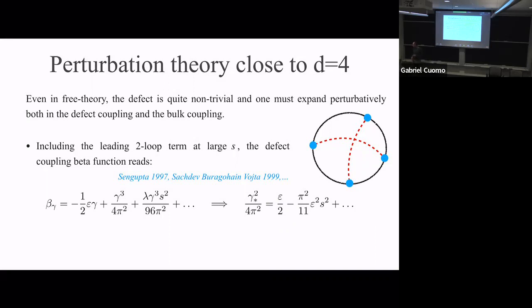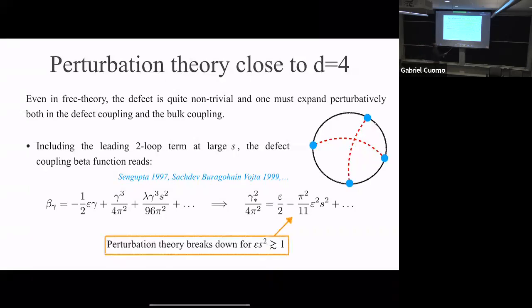But what I want to observe in this formula, which will motivate a way to do better, is that this term here, which is actually subleading because I'm taking small epsilon, this is epsilon squared, is actually not subleading when S is sufficiently large. So even if I want to study it in 3.99 dimensions, if I take S sufficiently large, such that 0.01 times S squared is of order 1, this term dominates and perturbation theory breaks down. So it means that for impurities with arbitrary spin, even the epsilon expansion fails. So this motivates us to look for something better, which hopefully might extrapolate better also to the physical case.